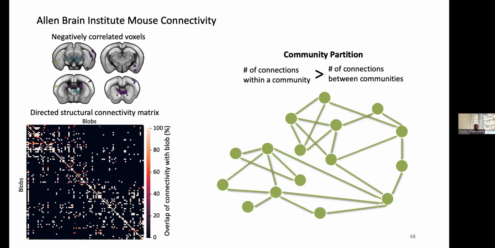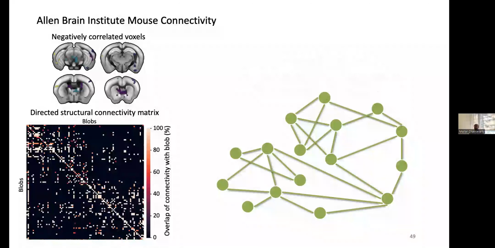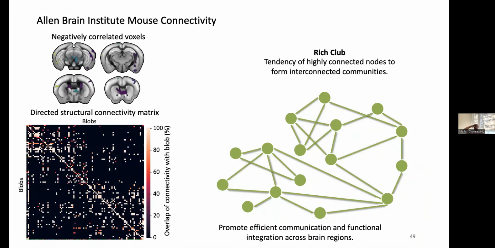You can then look at the community partitions within these regions. The number of connections within a community is usually greater than the number of connections between communities, so you create a segregation of blobs or of these regions. And we look for rich clubs, for the tendency of highly connected nodes from these interconnected regions, which are thought to promote efficient communication and functional integration across brain regions.